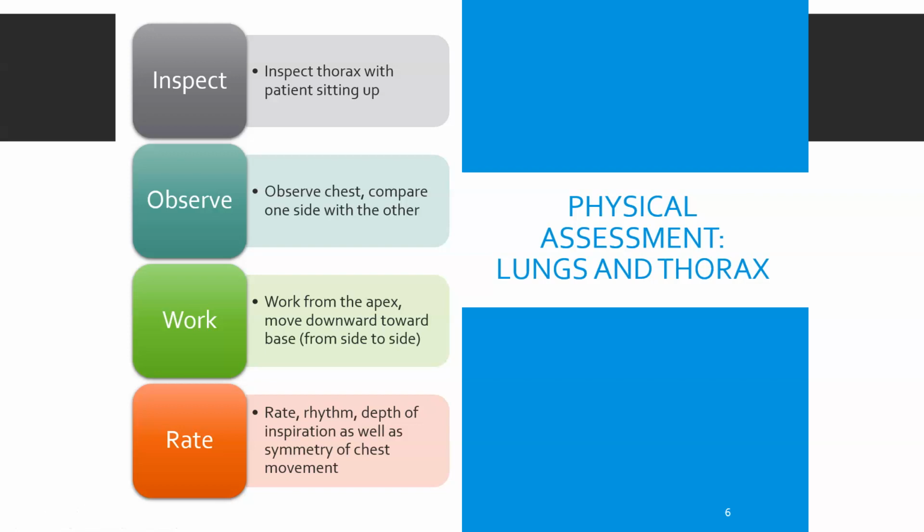Physical assessment of the lungs and thorax. Inspect the thorax when the patient is sitting upright. Observe the chest, compare one side to the other. Work from the apex and move downward towards the base from side to side. And you want to look at the rate, rhythm, and depth of inspiration, as well as the symmetry of the chest movement.